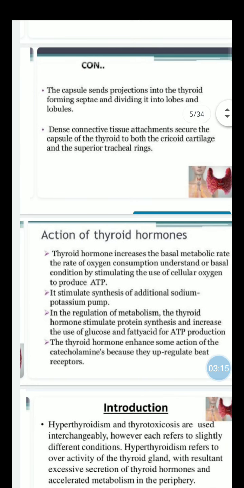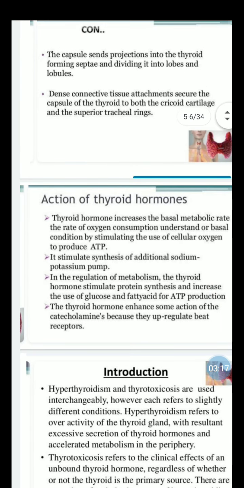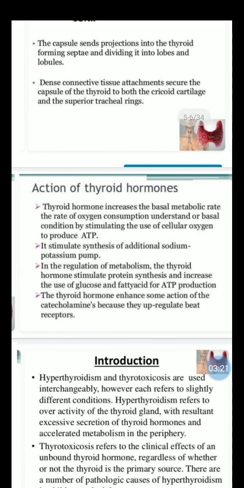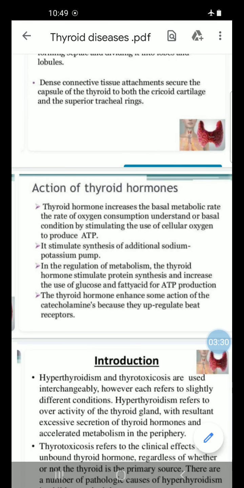So what is the action of thyroid hormone? Thyroid hormones increase the basal metabolic rate and the rate of oxygen consumption under basal conditions by stimulating the use of cellular oxygen to produce adenosine triphosphate. Second, they also stimulate the synthesis of additional sodium potassium pumps.